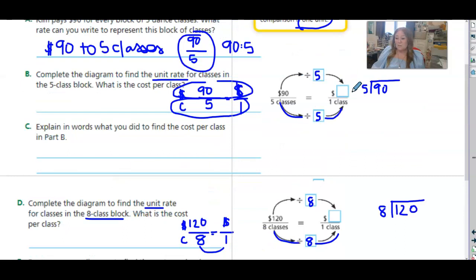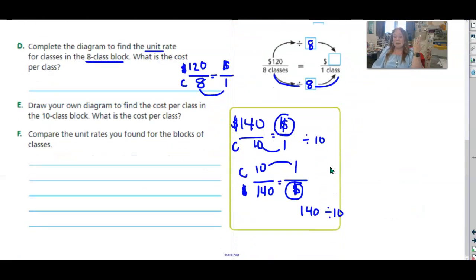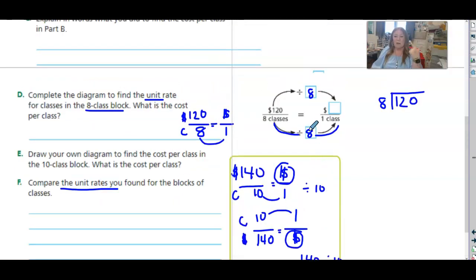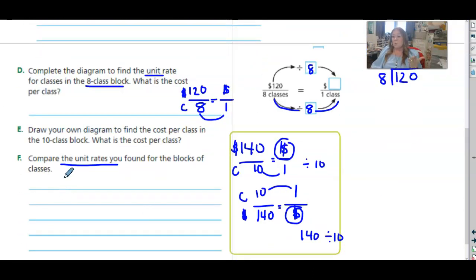Okay, then F, we have 3 answers here, right? We know how much each class costs if you pay for 5 classes at a time. We know how much it is if you pay for 8 classes at a time. We know how much it is if you pay for 10 classes at a time. We're going to compare the unit rates. How much was one class each time? This one wants to know what is the best deal.